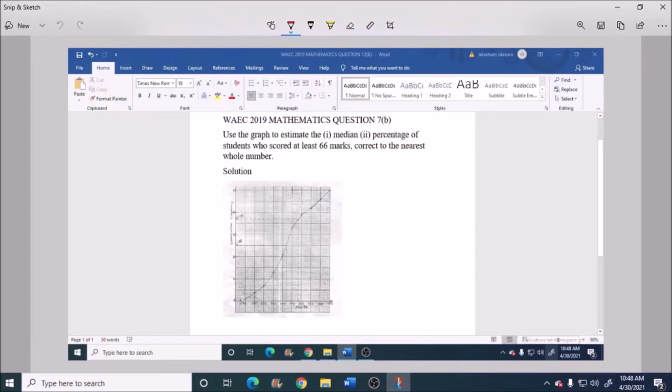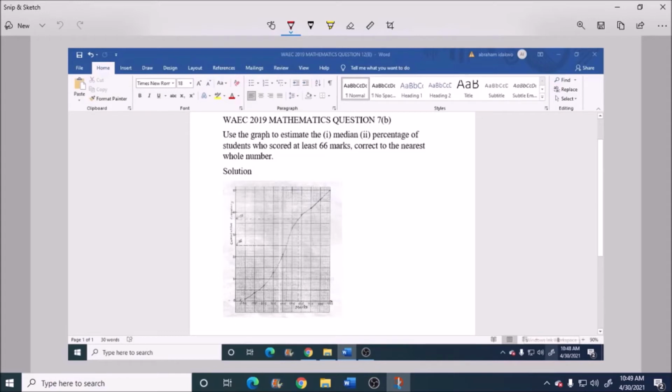Hello and welcome. Today I will be answering WAEC 2019 Mathematics question number 7B. It says use the graph to estimate the median and the percentage of students who scored at least 66 marks, correct to the nearest whole number.